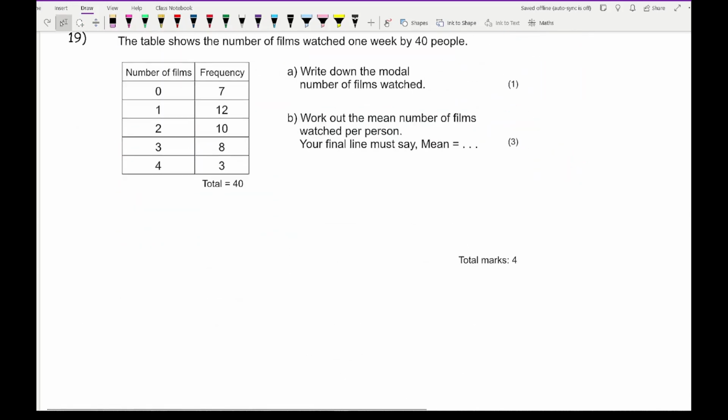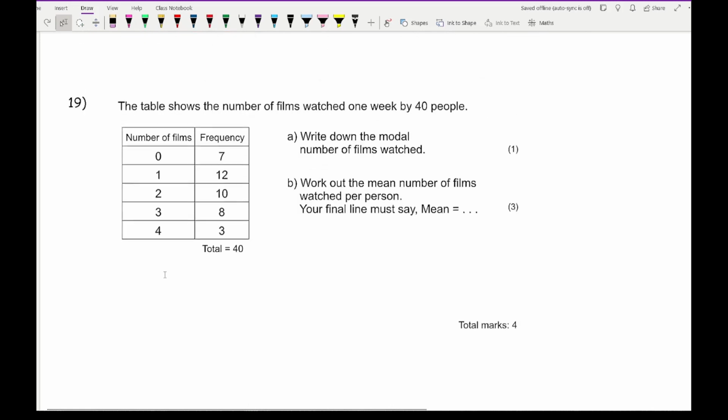Moving on to question 19, it says that the table shows the number of films watched in 1 week by 40 people. Write down the modal number of films watched. So we're looking for which number of films has the greatest frequency. It then says work out the mean number of films watched per person. And again it says you must show your working.